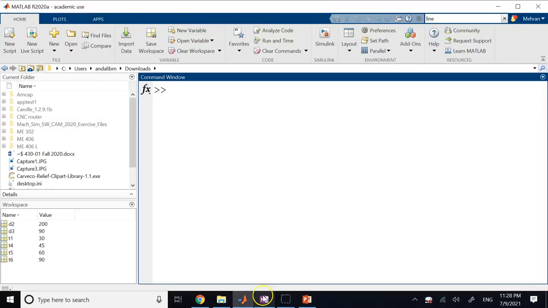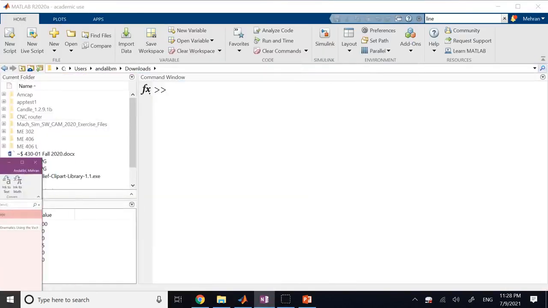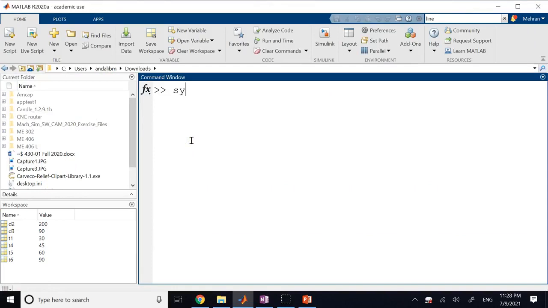Okay, so here is Matlab. I put this on my second monitor. I define every parameter that I need in it. So I say syms of what I need: D0, D1, D2, D3, D4, and D5. And then I need, let's call it T1, T2, and T3 for theta 1, 2, and 3. That's all I need.